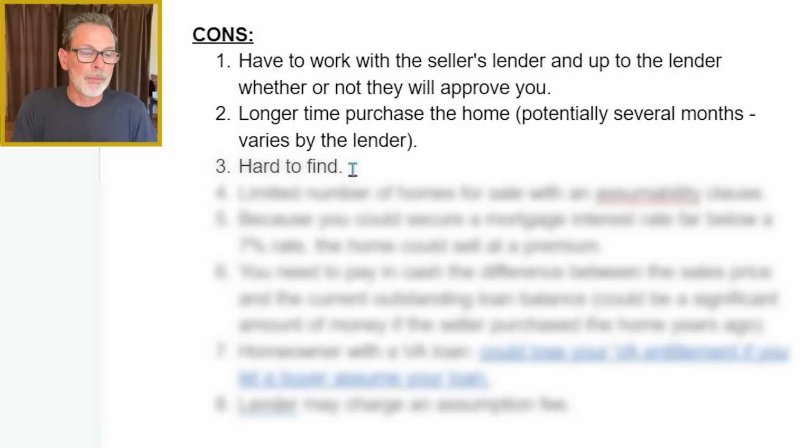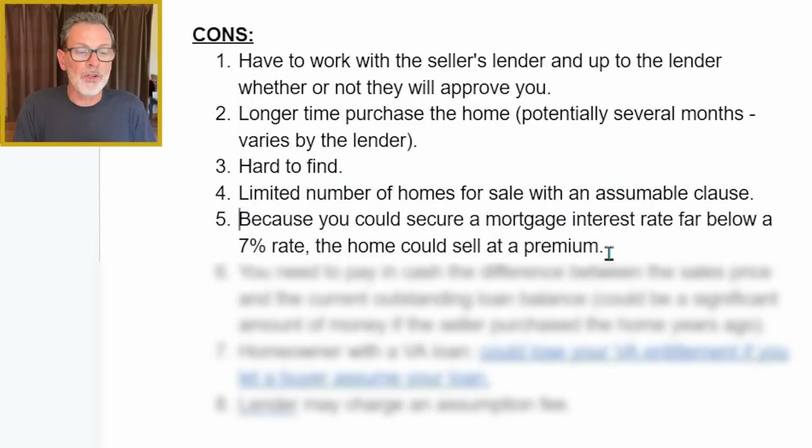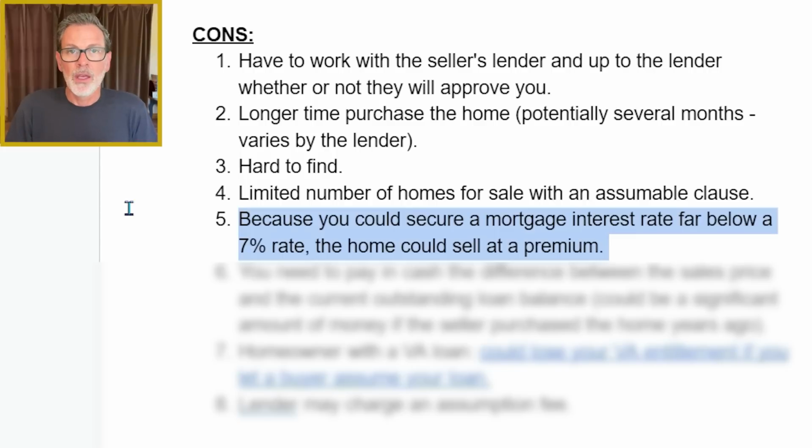Number 3, they can be hard to find, but I gave the tools to actually find these on other public websites. There's also a limited number of houses for sale with this assumable clause as well. Number 5, because you could secure a mortgage interest rate far below a 7% rate, the home could sell at a premium. In other words, if the homeowner thinks they can sell their house for far more than current market value because they can offer a 3%, 4% rate, whatever it is, which is much lower than the current rate, one could assume that they could get a premium for their house.